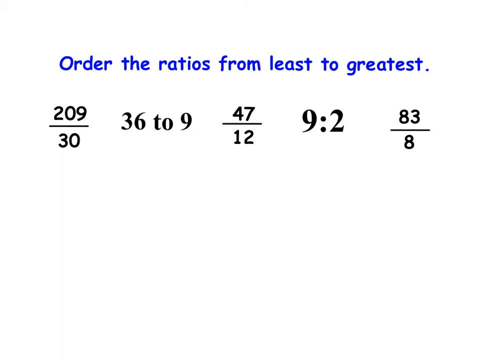So now let's look at how we actually order ratios from least to greatest. So here you can see that we have 1, 2, 3, 4, 5 different ratios. And what I notice is that they're written in all different ways. So what I like to do when I first start ordering ratios is I like to put them all in the same form. So I like to start off by saying, okay, I'm going to write them all as fractions to start. Write them all in the same way so I don't get confused.